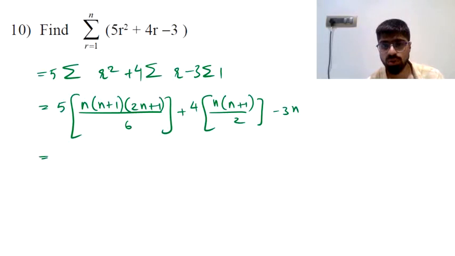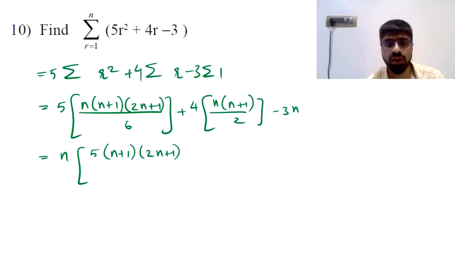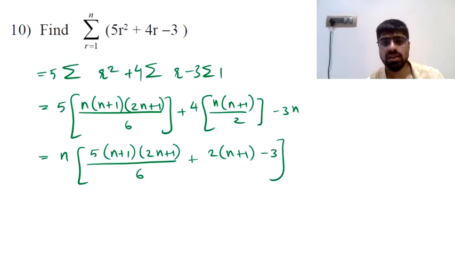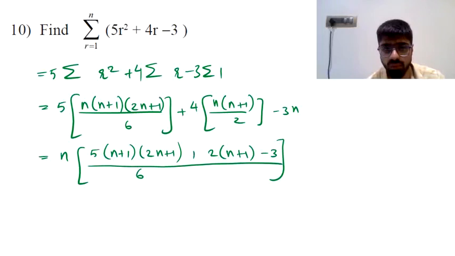So this becomes, you can pull out an n common from all these three terms. So n comes out common, and you are left with 5 into n plus 1 into 2n plus 1 divided by 6, plus it's 4 into n plus 1 divided by 2, so that can be written as 2 into n plus 1 minus 3. So if we take an LCM, the LCM is going to be 6. This becomes 12, and this becomes minus 18.